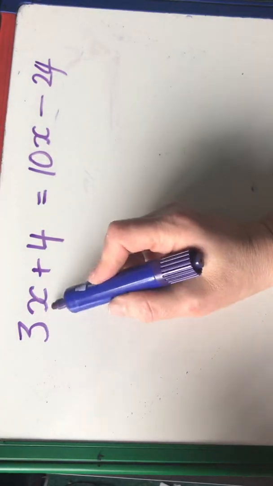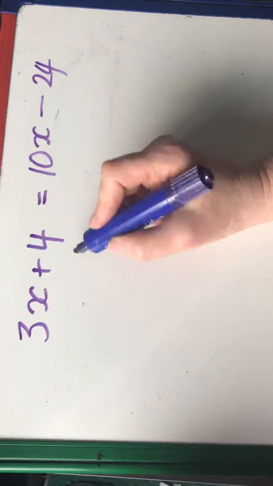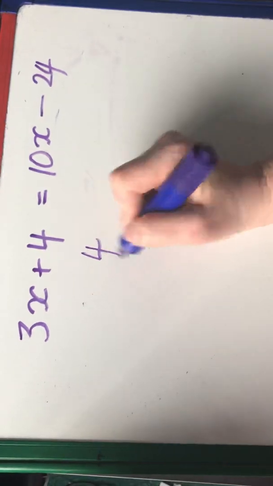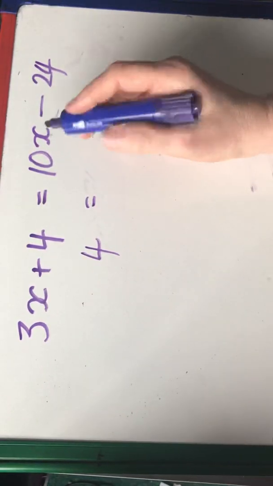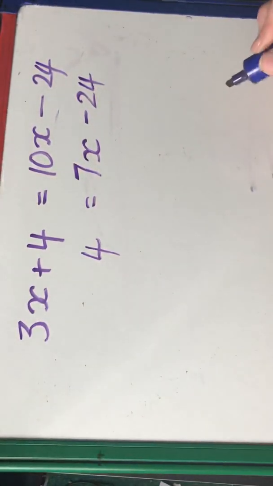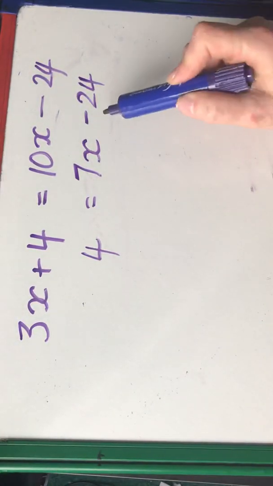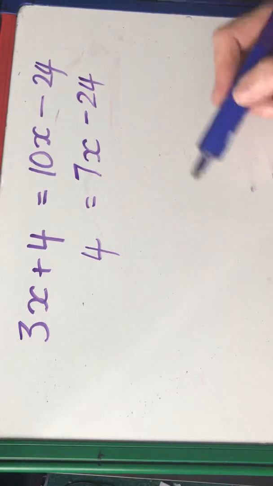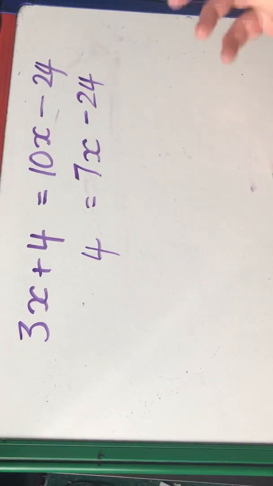So 3x minus 3x is nothing. That leaves me with nothing plus 4 is 4. 10x minus 3x is 7x minus 24. Okay, don't like this because I've got a minus sign and because the unknown is on the right hand side instead of the left. That's okay, doesn't matter.